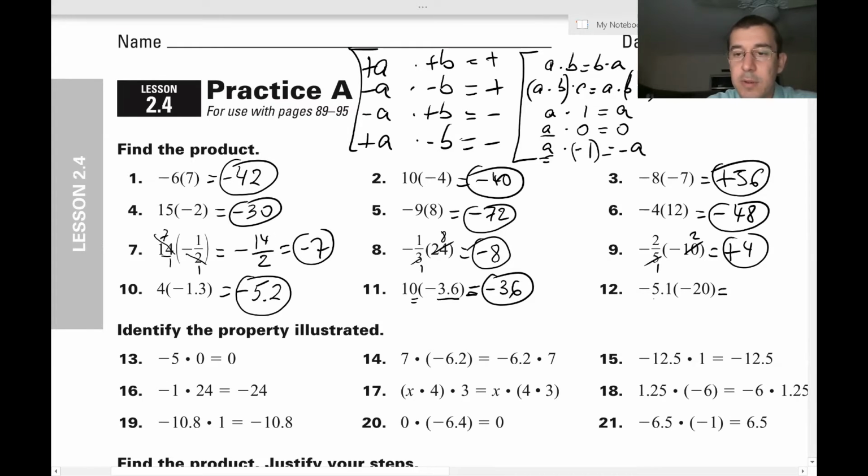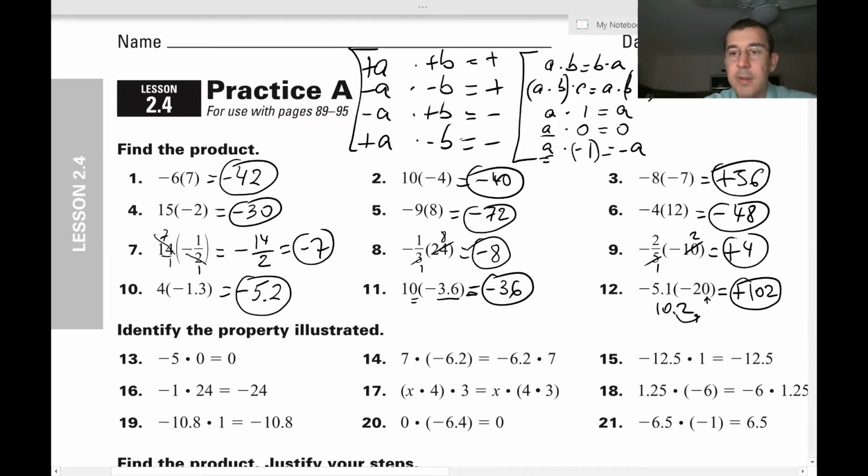Number 12, two numbers with the same sign. So this is plus. Here what we can do is 2 times 5.1 is 10.2. And then we have 1 zero here. So the decimal moves 1 point here. So this is 102.